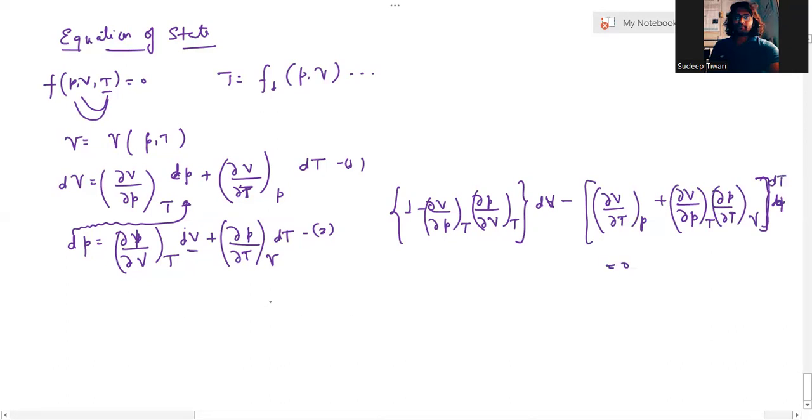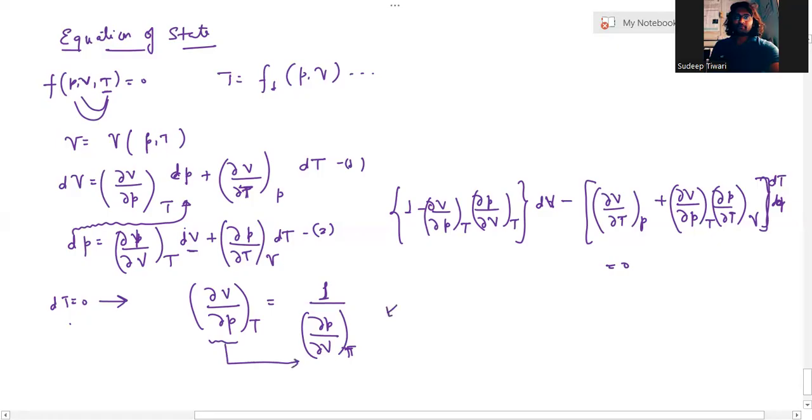Now, if I'm considering two states at the same temperature, it implies that dT must be equal to 0. And if dT is equal to 0, it implies del V by del P at a constant temperature is equal to 1 upon del P upon del V at a constant temperature. So what does the equation of state give us? It gives us a mathematical relation which allows us to replace a partial derivative by the reciprocal of the inverted partial derivative of the same variables. This is very important. One must remember this.